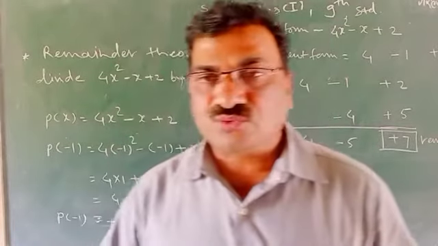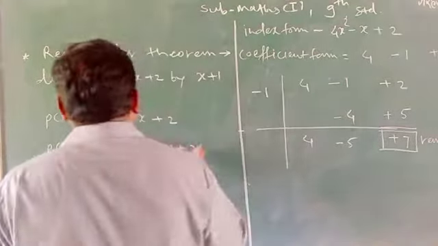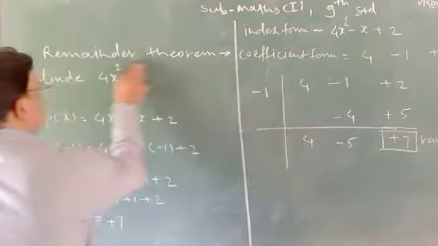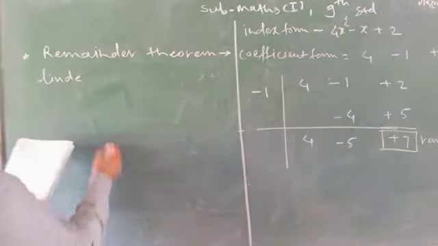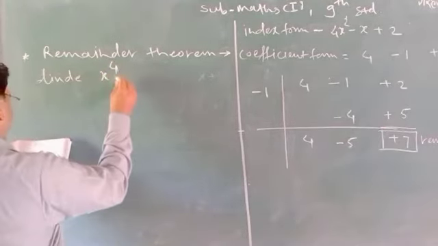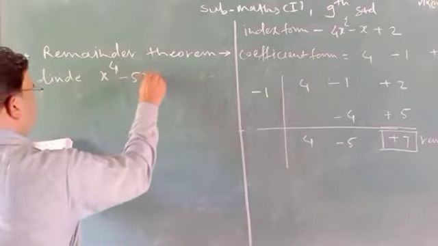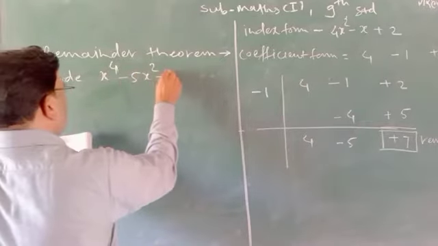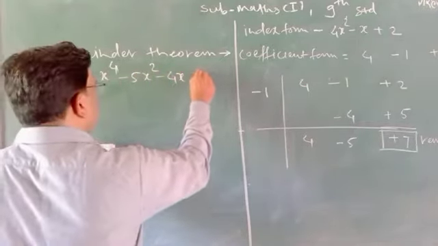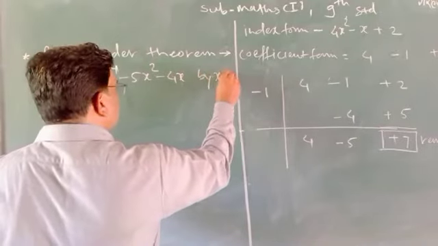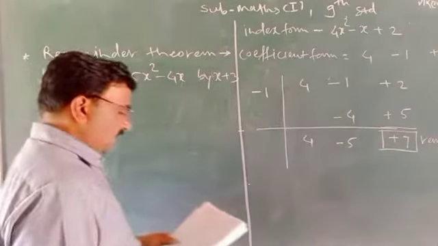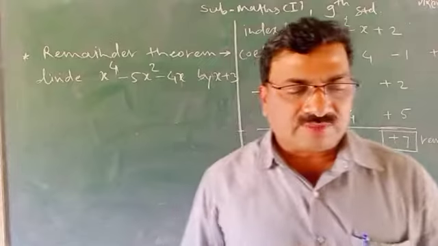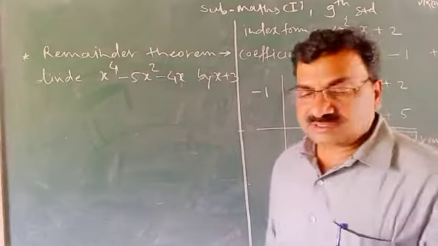Divide x raised to 4 minus 5x square minus 4x by x plus 3.